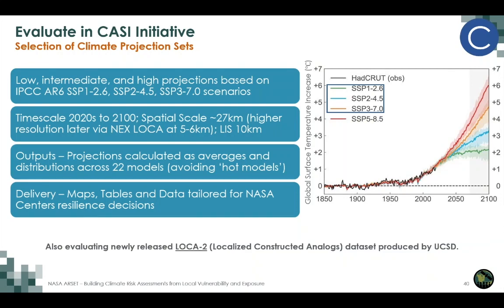We take outputs from all of the models, but then we look at a set of projections focusing on 22 models that allow us to avoid the hot model situation. So these 22 models are the central core of our NEX based projections. We also deliver results using maps, tables, and data that are tailored for the NASA centers. And oriented towards the type of things that stakeholders have interested as they're making resilience decisions.